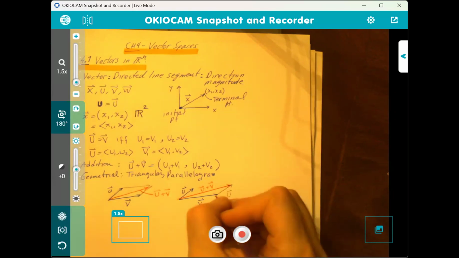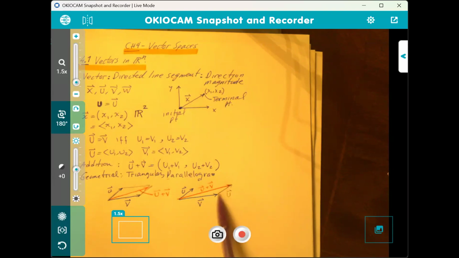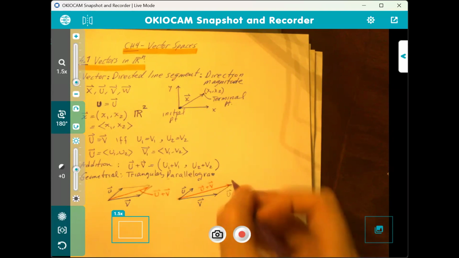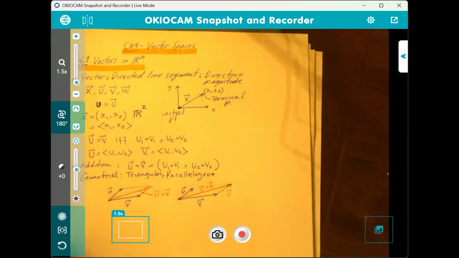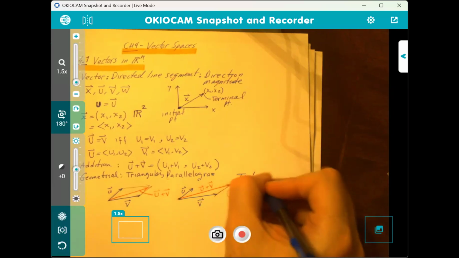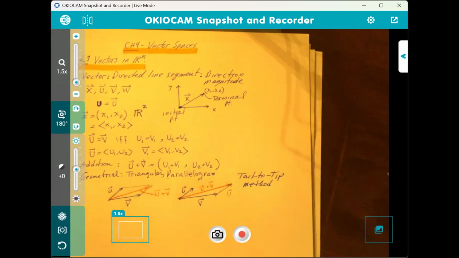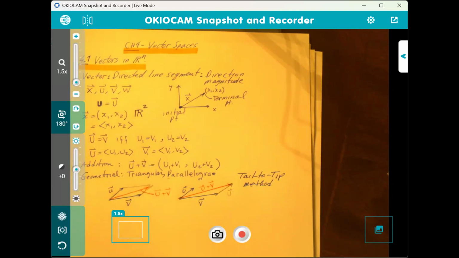So for the triangular method, what you do is you put the tail of vector v touching the tip of vector u, right? When you translate it. And then the sum vector is going to go from the tail of u to the tip of v. So tail, tip. For that reason, we often call this the tail to tip method of adding vectors. Tail to tip method. Okay. So however you do it, that's geometrically how it's done.